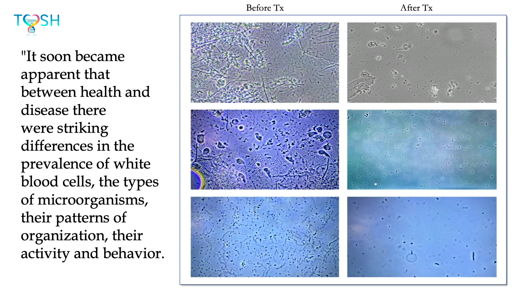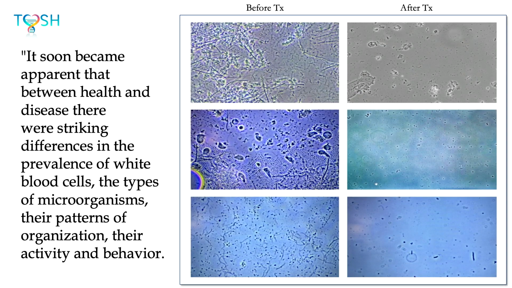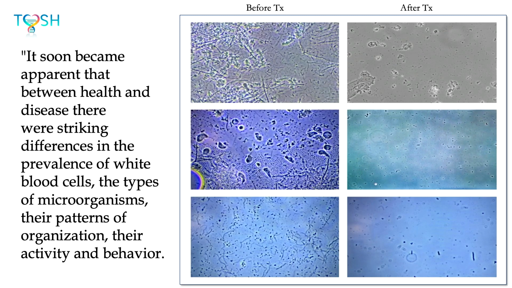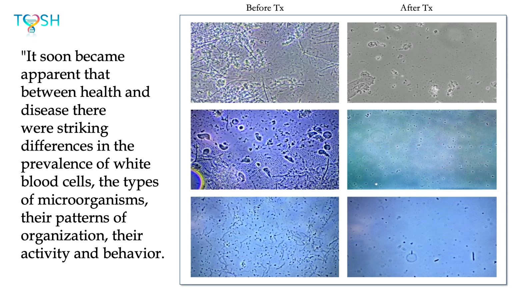He stated in 1982 that it soon became apparent that there were striking differences in the prevalence of white blood cells and their microorganisms and their patterns of organization. On the slides here on the left-hand side, they're all more frantic looking. What Dr. Keyes realized was that when you started to see those frantic slides, lots of volume, high motility, those were signs that the patient had very dysbiotic biofilm.